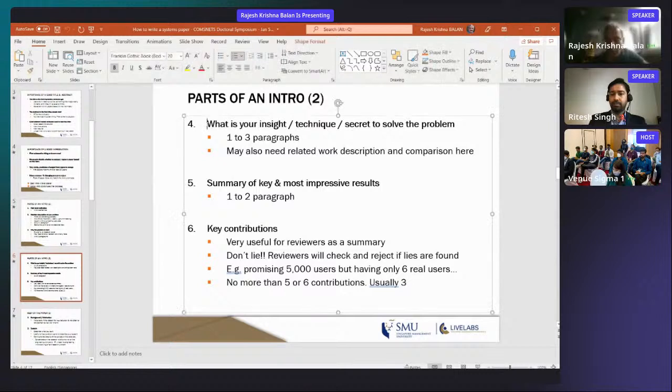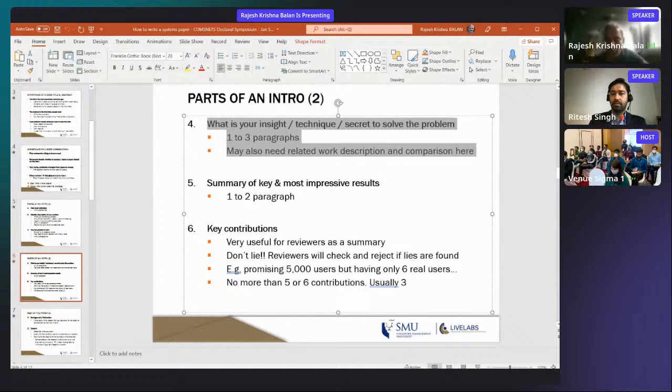And then the next part is, what is your insight, technique, or secret to solve the problem? Give a teaser here. Why is this paper different from all the other papers in this area? Because remember, very few things are truly novel. Every area has had somebody doing it before. So you've got to explain why your solution is more interesting than what has already come out before. Here's where you give a teaser of your insights.